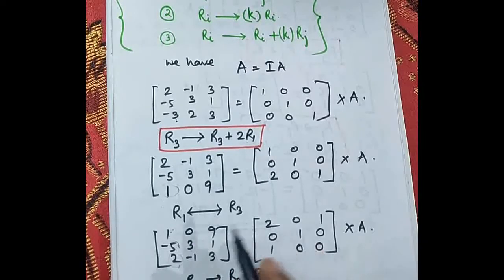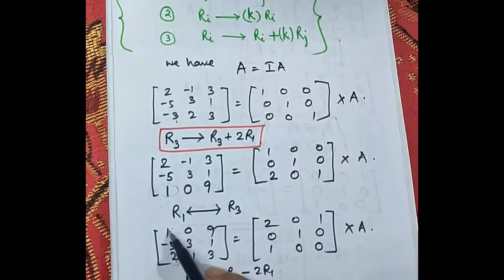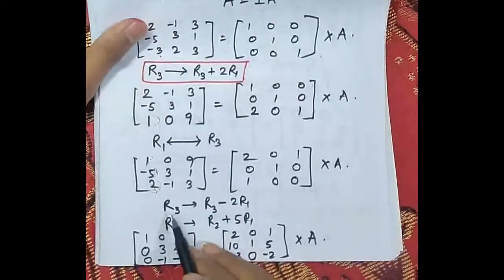We should not look at the other elements. Do not look at the other elements. Whatever is coming, let it be. First target will be to make these two 0. One is already there, so you have to make this one 0 and this one 0. So perform the operation like that.